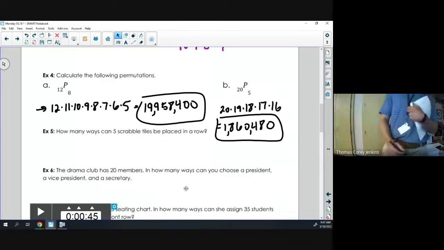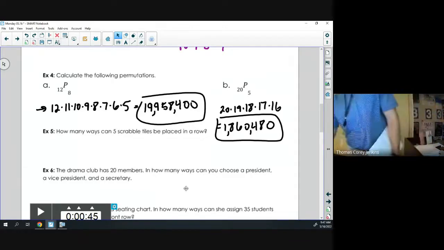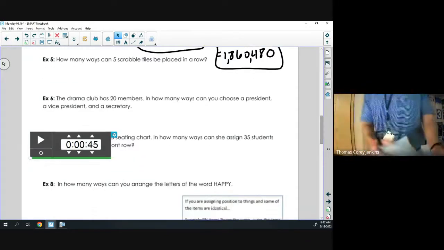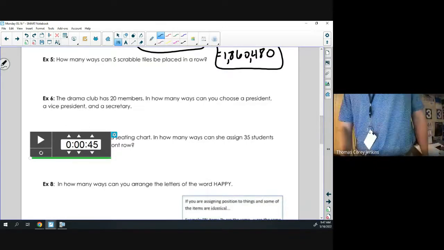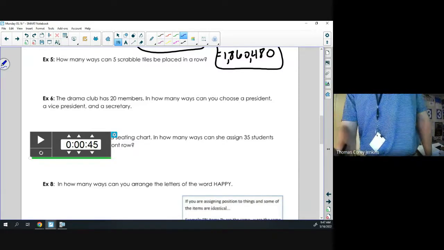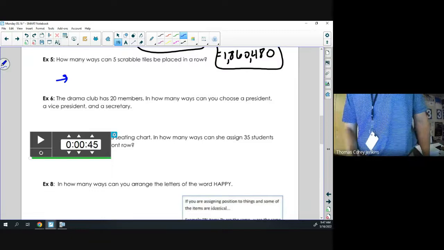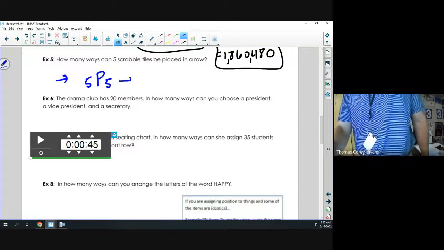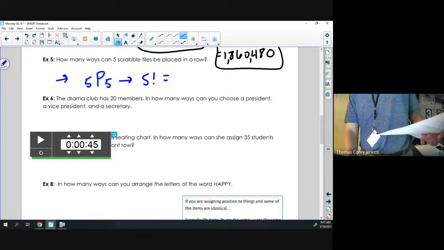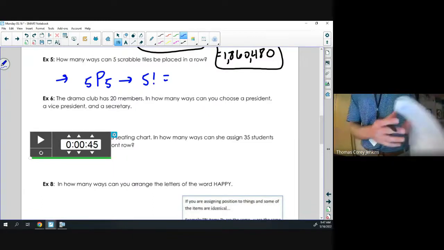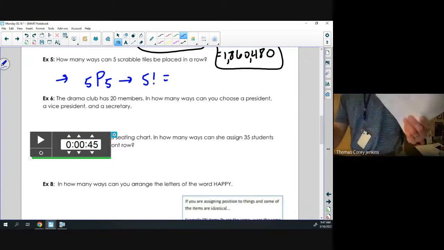All right, so let's look at a few of the word problems. Most of your Math Excel is these word problems. So, how many ways can 5 Scrabble tiles be placed in a row? Anytime we're arranging 5 things in a row, that would just be 5P5. So really that's just 5 factorial, which we've already gone over how to type in. Taking some shortcuts here, that's going to end up being 120.